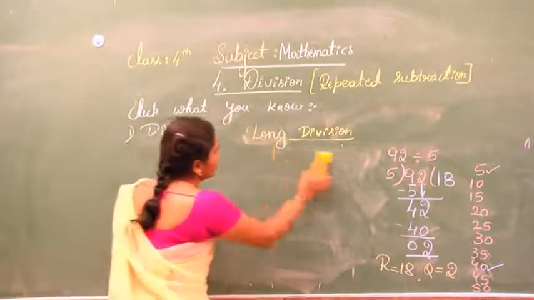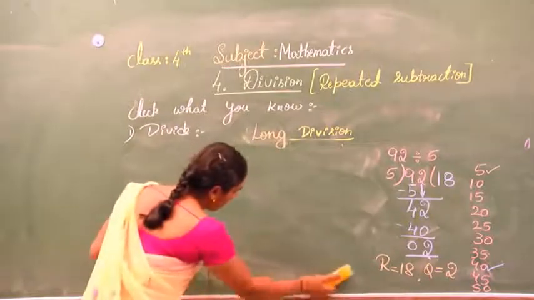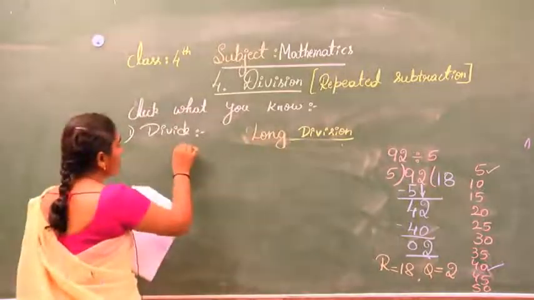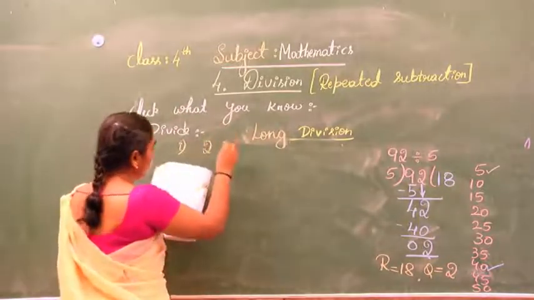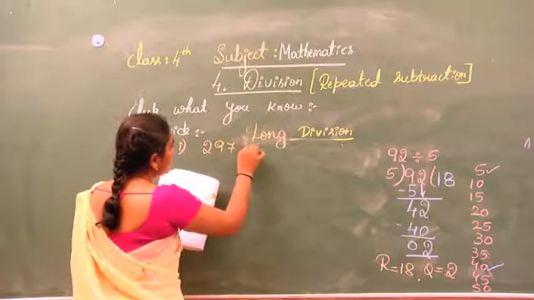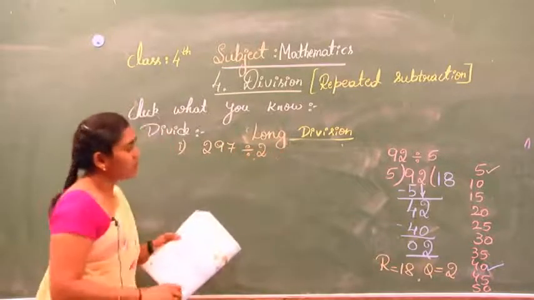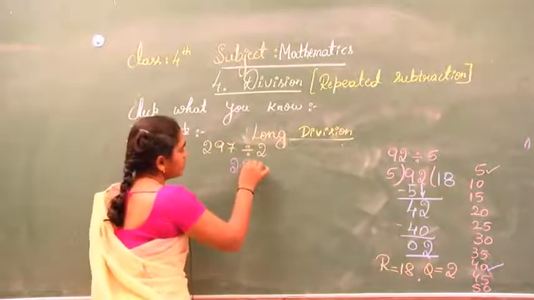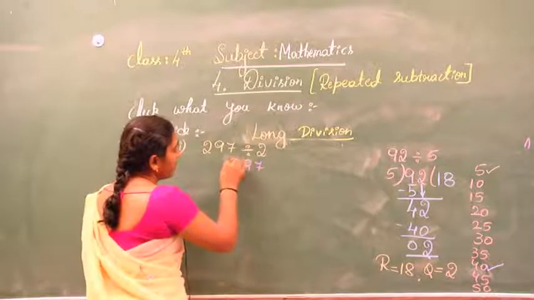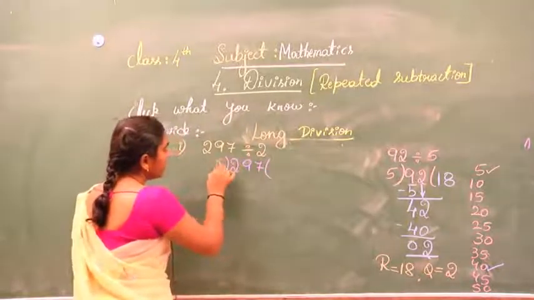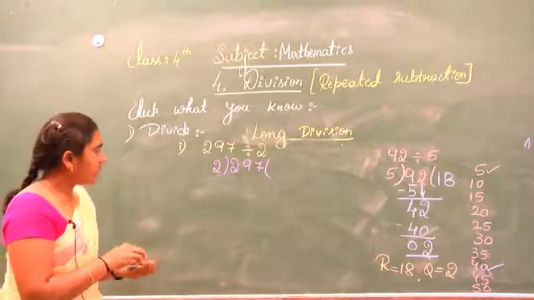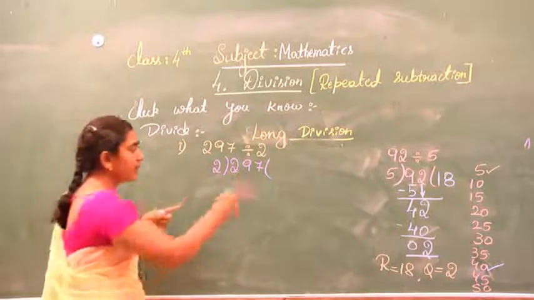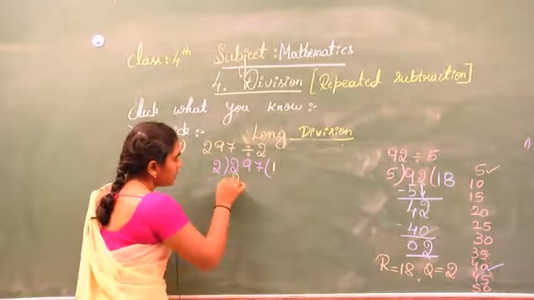Solve the next question. Question number 5. 297 divided by 2. 297 divided by 2. This is also a long division. You need to be perfect with the tables, then only you can solve easily. Right? Now, first number if you see is 2. So it is there in the 2 ones are table. That is 2 ones are 2.